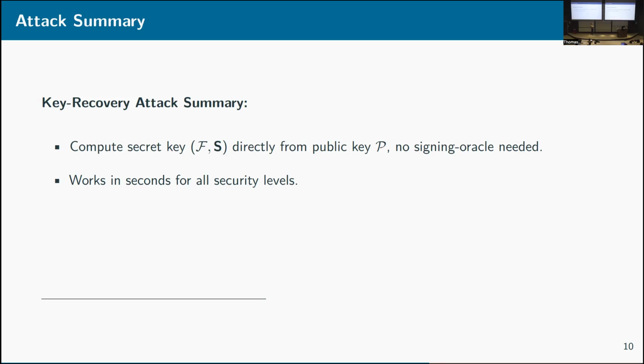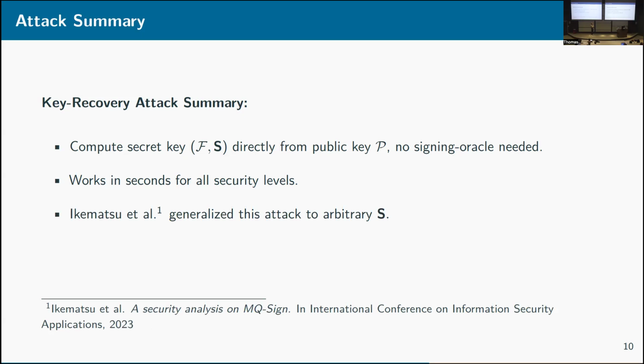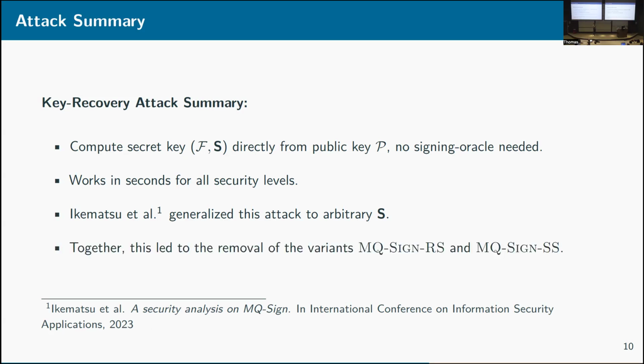for all security levels. And also closely after we published this result, Ikematsu et al. managed to generalize the attack to arbitrary S. So we used S of this block structure as it is very common in UOV. But they generalized the attack to arbitrary S, and together this led to the removal of these two variants. So of the 4 variants, only these two are left.